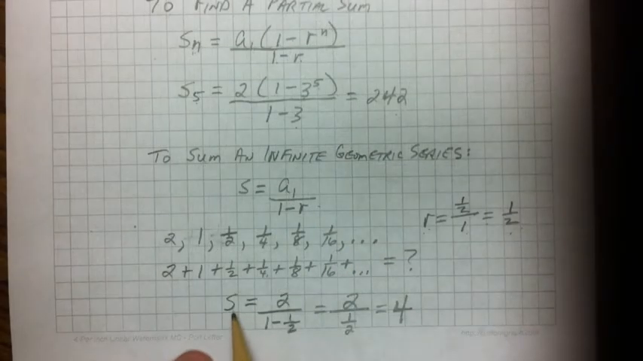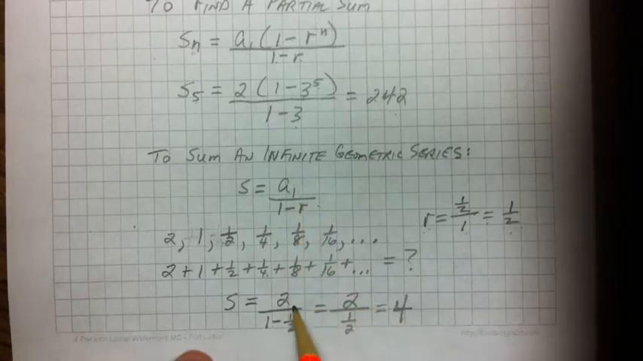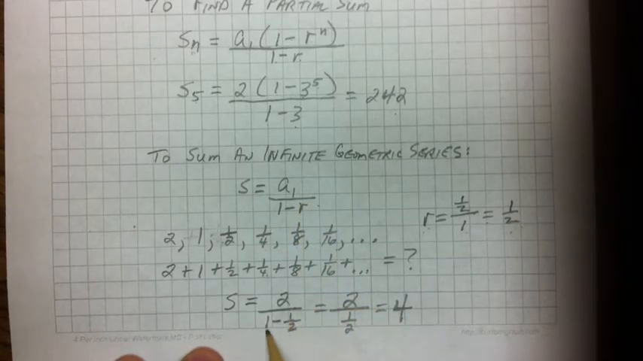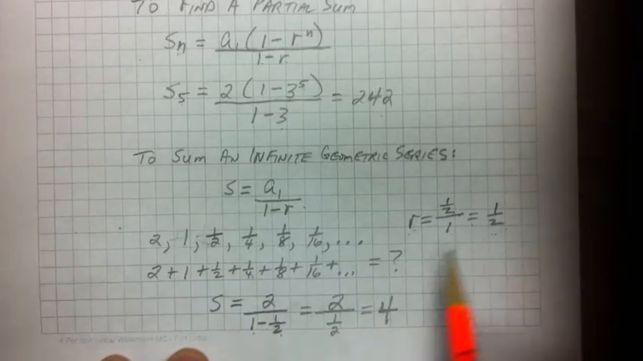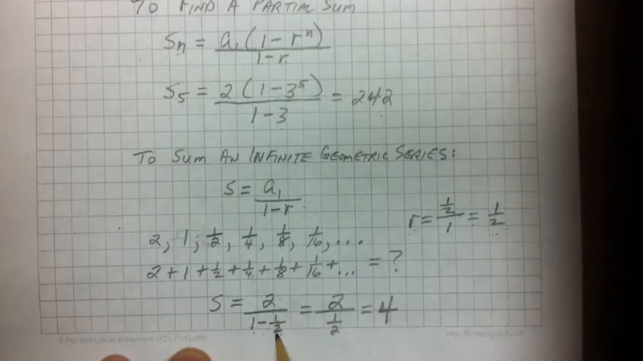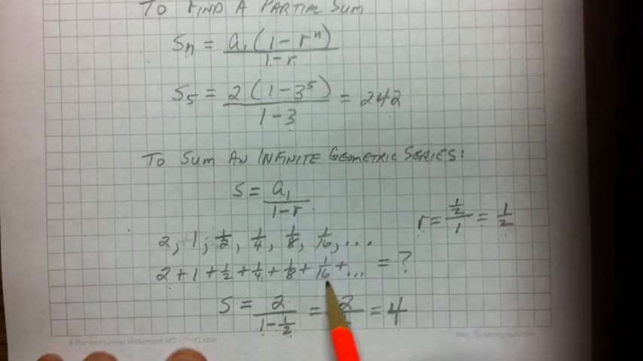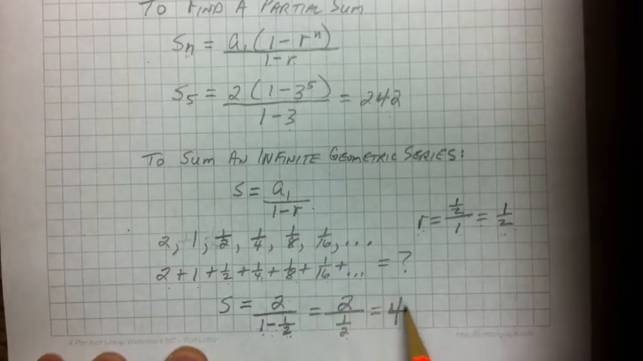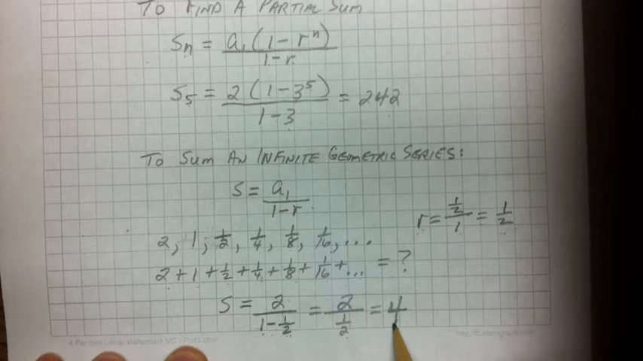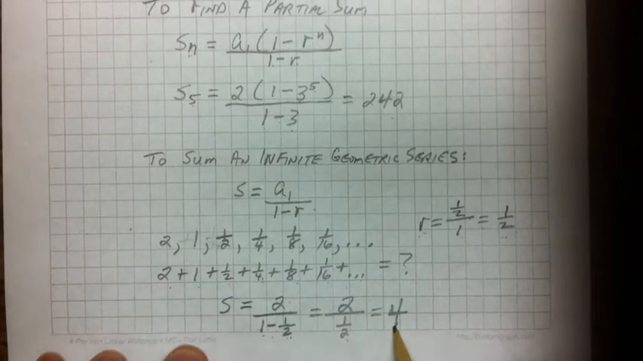All right, so my first term, a sub 1, is 2 over 1 minus my r. My common ratio is 1/2, which I calculated over here. So 2 over 1 minus 1/2 is 2 divided by 1/2, which is 4. What does that mean? It means if you add all the terms up in this series all the way out to infinity, it'll get closer and closer to the number 4. It'll approach 4 and become infinitesimally close to 4 without actually being 4. But it's approaching 4 is what we say.